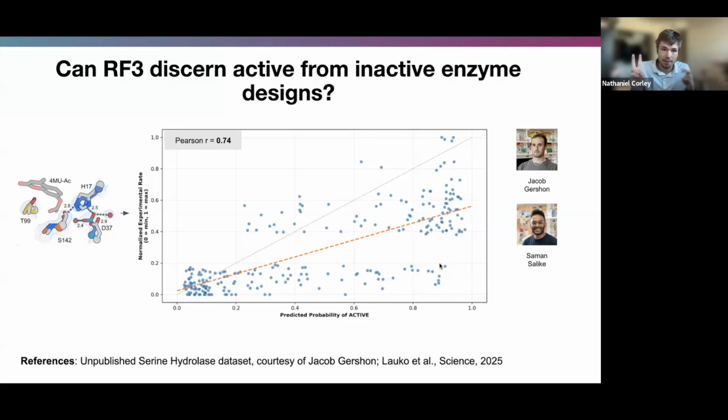Here, the probability of active is just a very simple decision tree based off of how many of these distances are being preserved in the recapitulated structure. And then the y-axis is the normalized experimental rate, which you can think of as enzymatic activity. So this result was exciting for us because it suggests there is some signal for being able to discriminate between active and inactive designs using structure prediction as a filter.